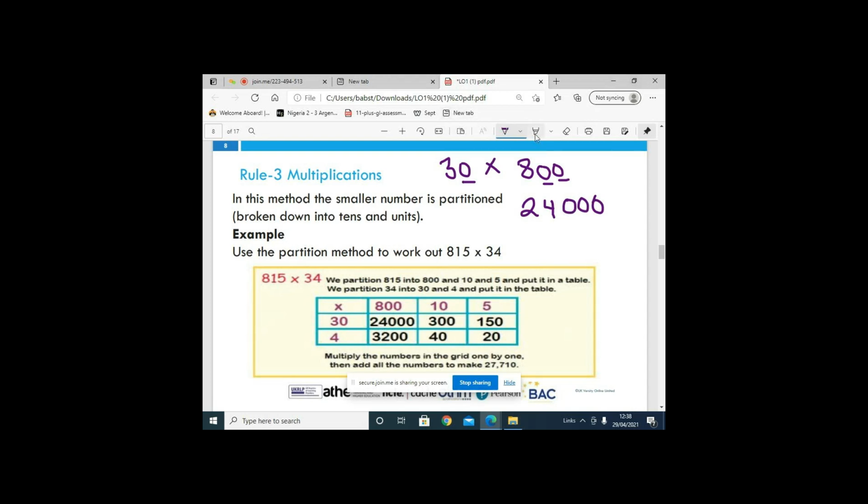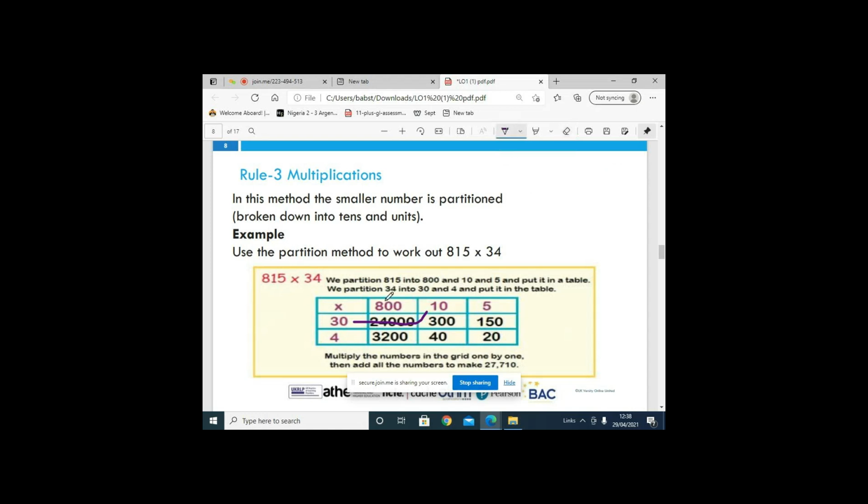You put the value here. Move on to the next one. 30. You multiply this 30 and 10. That one is straightforward. 30 times 10. Just do 3 times 1. That is 3. Then you put the zeros there. So it's so straightforward.